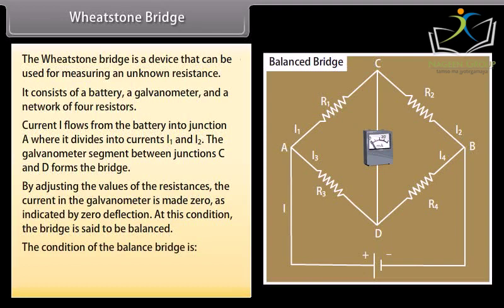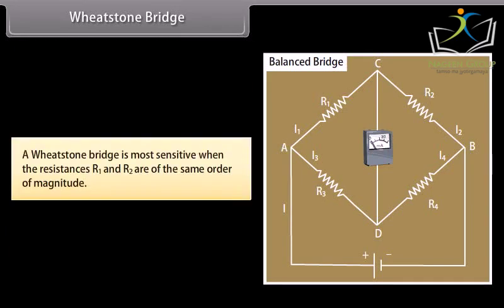The condition of the balanced bridge is R1/R2 = R3/R4. A Wheatstone bridge is most sensitive when the resistances R1 and R2 are of the same order of magnitude.